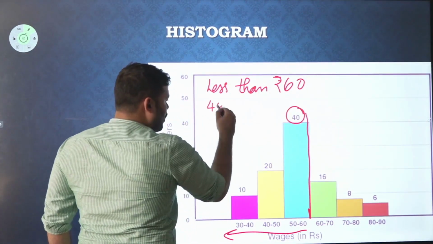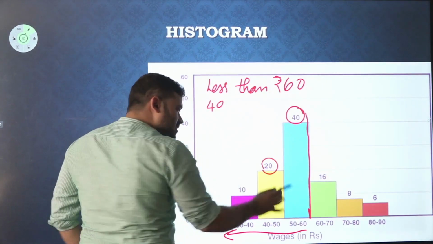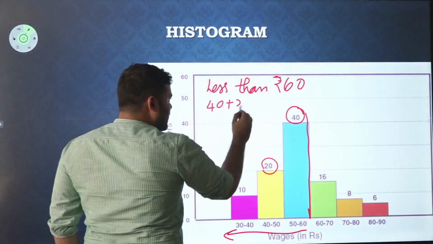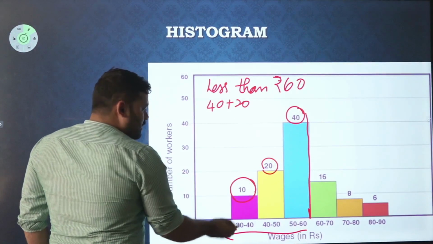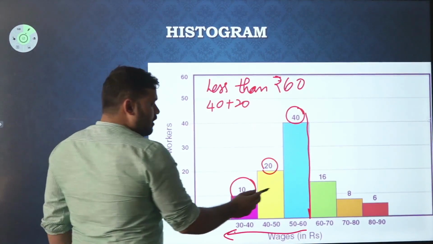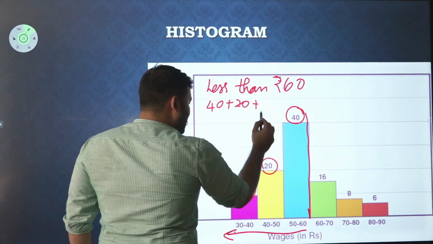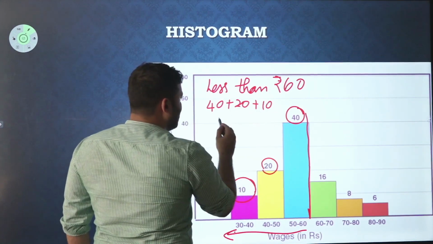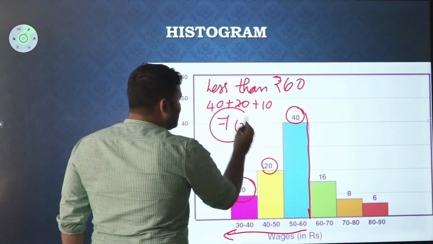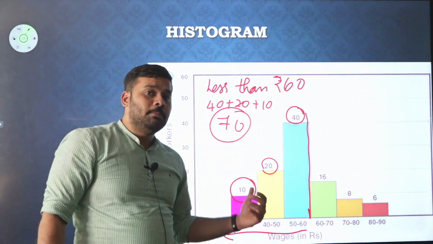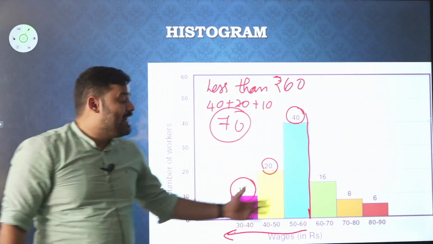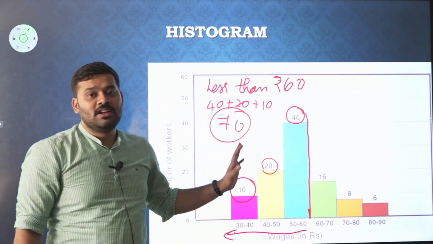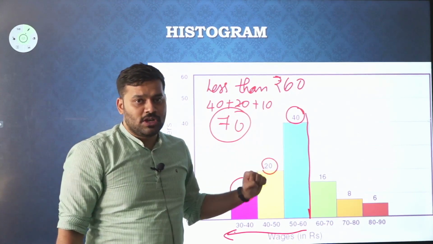That is 40. Then again 40 to 50 is also less than 60. So there are 20 people here again. And 30 to 40 is also less than 60. So again you add 10, 40, 20, 10. This is going to be 70. So 70 people are earning less than 60 rupees according to this histogram. I hope histogram is clear.